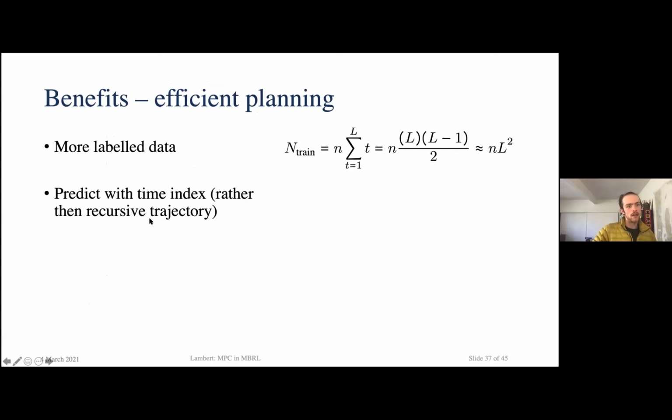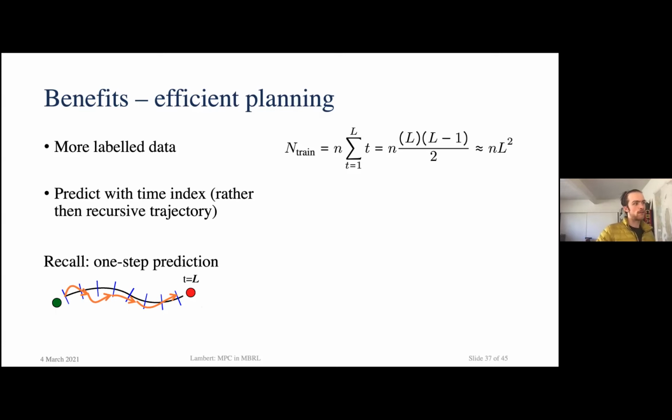But then you can predict the future with a time index. If we take a step back and look at one-step prediction, each step in this MDP is a forward pass of the model. So in order to predict at time equals 10, you have to do 10 forward passes of the model sequentially, and you can't leverage the parallel nature of a lot of deep learning architectures.